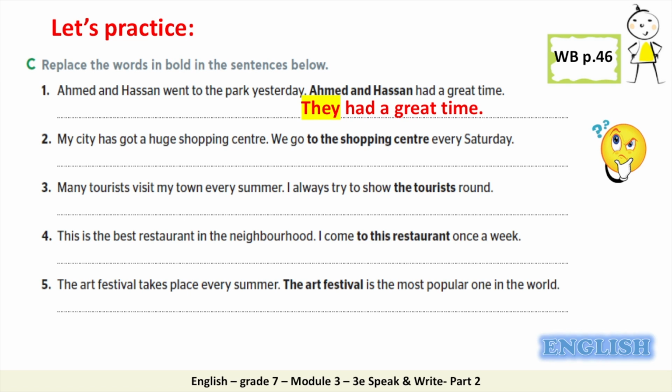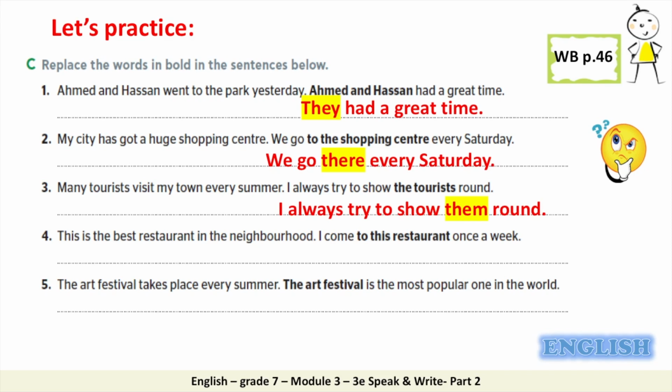Okay, let's see how well you did in this exercise. Sentence number 2. "My city has got a huge shopping center. We go to the shopping center every Saturday." If you answered, we go there every Saturday, then you are correct. Sentence number 3. "Many tourists visit my town every summer. I always try to show the tourists around." Let's use a personal pronoun instead of repeating the tourists twice. So the correct answer would be, I always try to show them around.